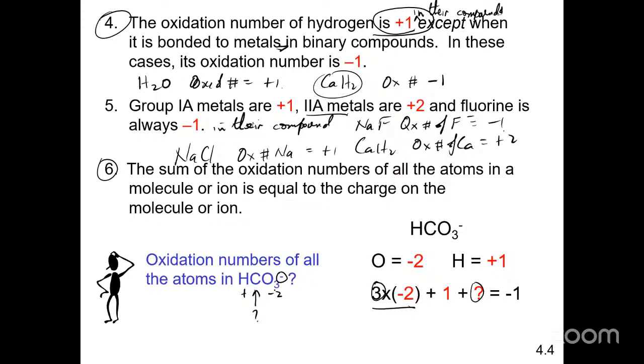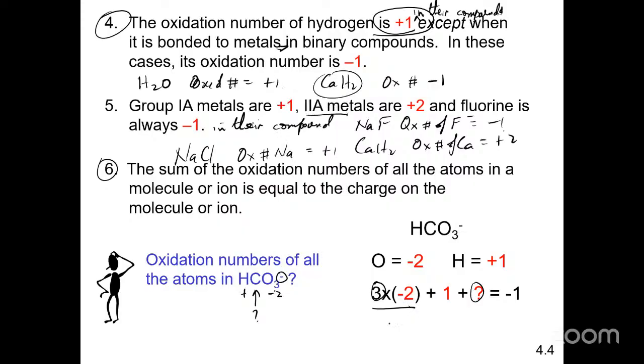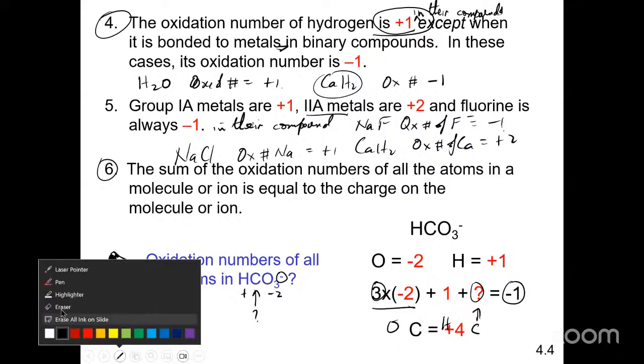oxygen, and please note we multiply by 3 here because we have a 3 down here, so that's 3 times -2 for the oxygen. For the hydrogen, it's +1, and for the carbon, we don't know what this is. So basically, we know that the sum of all of these will be equal to -1. So it's just some simple algebra to find out what carbon is, and it turns out that carbon will have an oxidation number of +4, right?